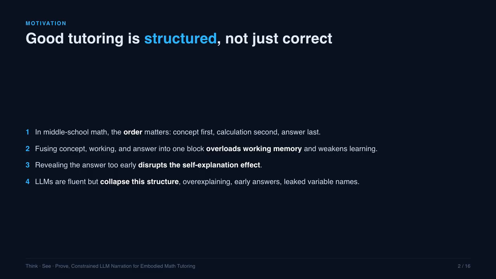Now, large language models are remarkably fluent, and at first glance their explanations look great, but when we examine them closely, we found they systematically collapse this structure. They over-explain in the introductory step, they reveal the final answer prematurely, and they surface internal, implementation-specific notation, variable names that are meaningless to a student. So the fluency is there, but the pedagogical structure is not, and that gap is exactly what we set out to fix.